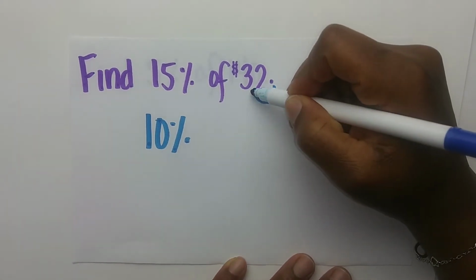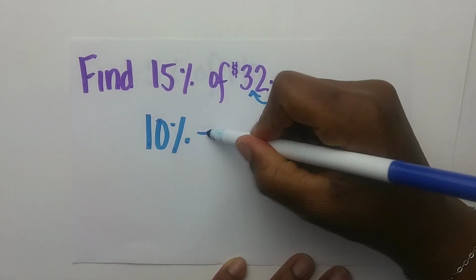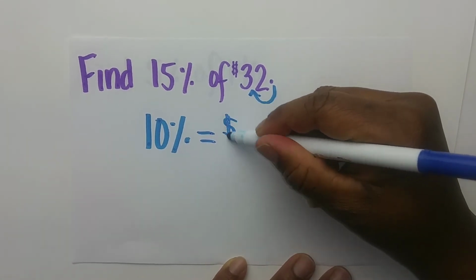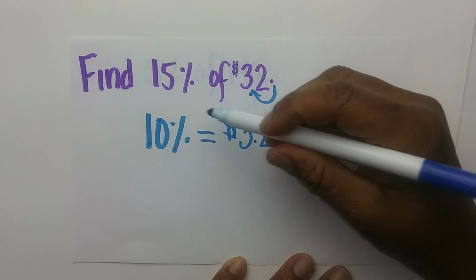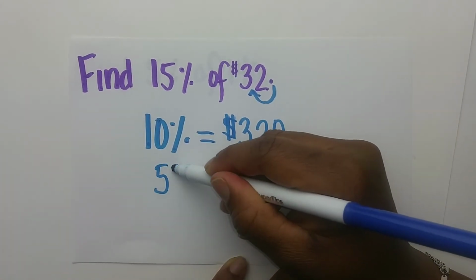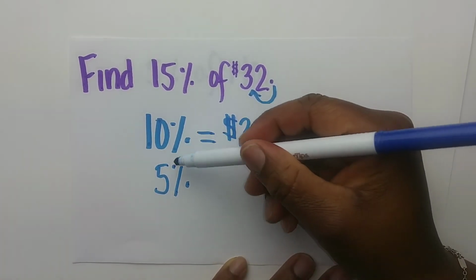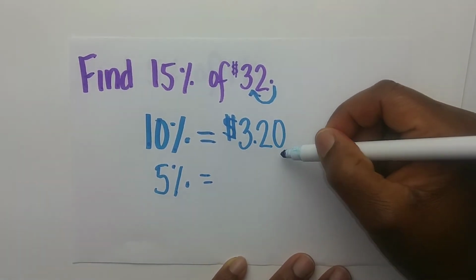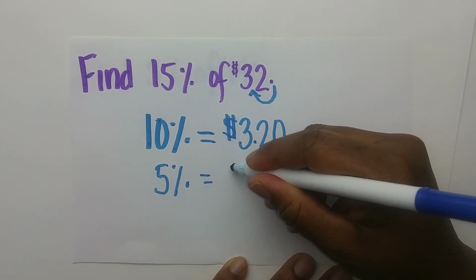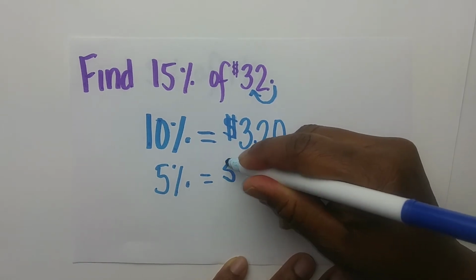If I take my decimal point and move it 1 place to the left, that will be $3.20, and that's 10%. Now, in order to get 5%, if I cut 10% in half to get 5%, I can cut $3.20 in half, and I will actually get $1.60.